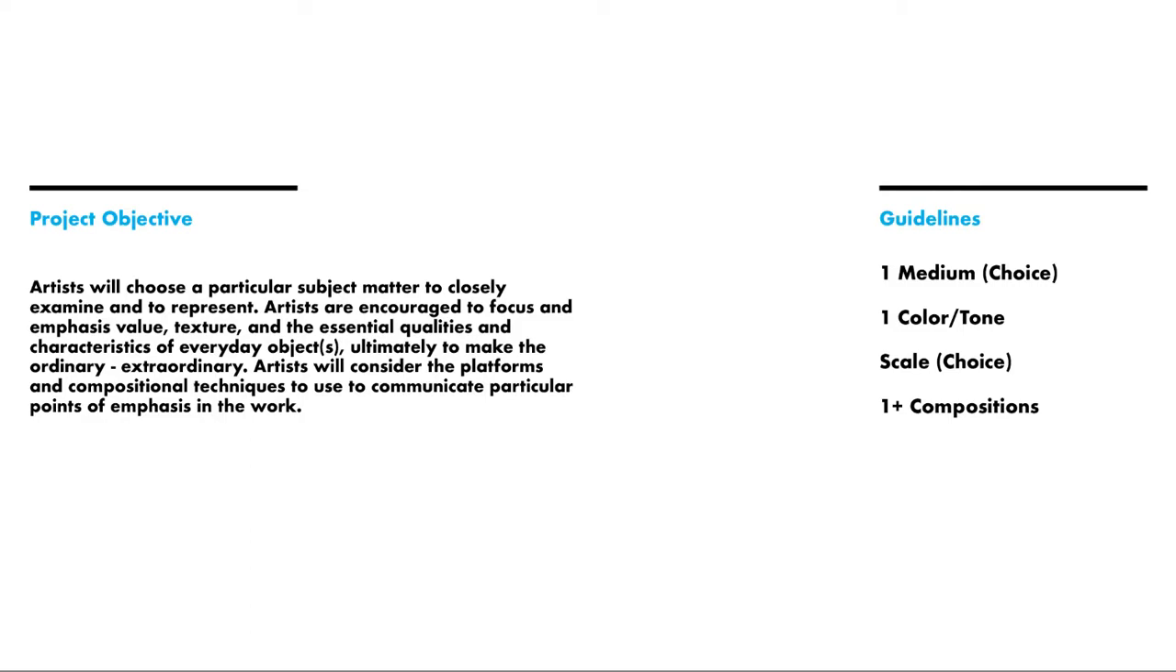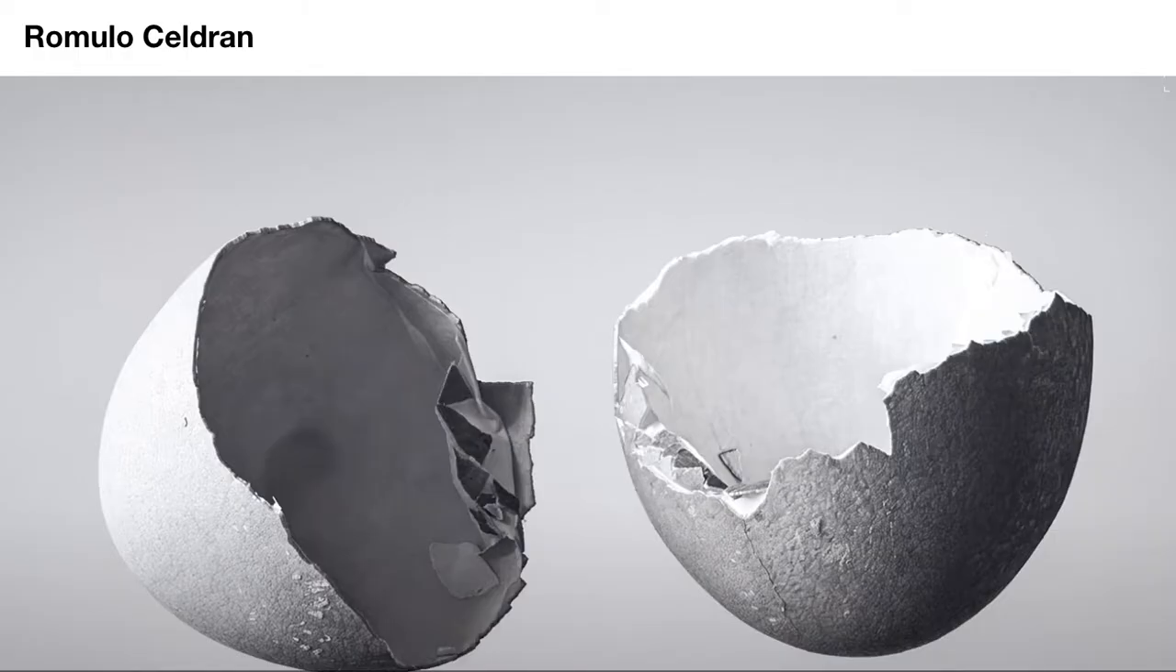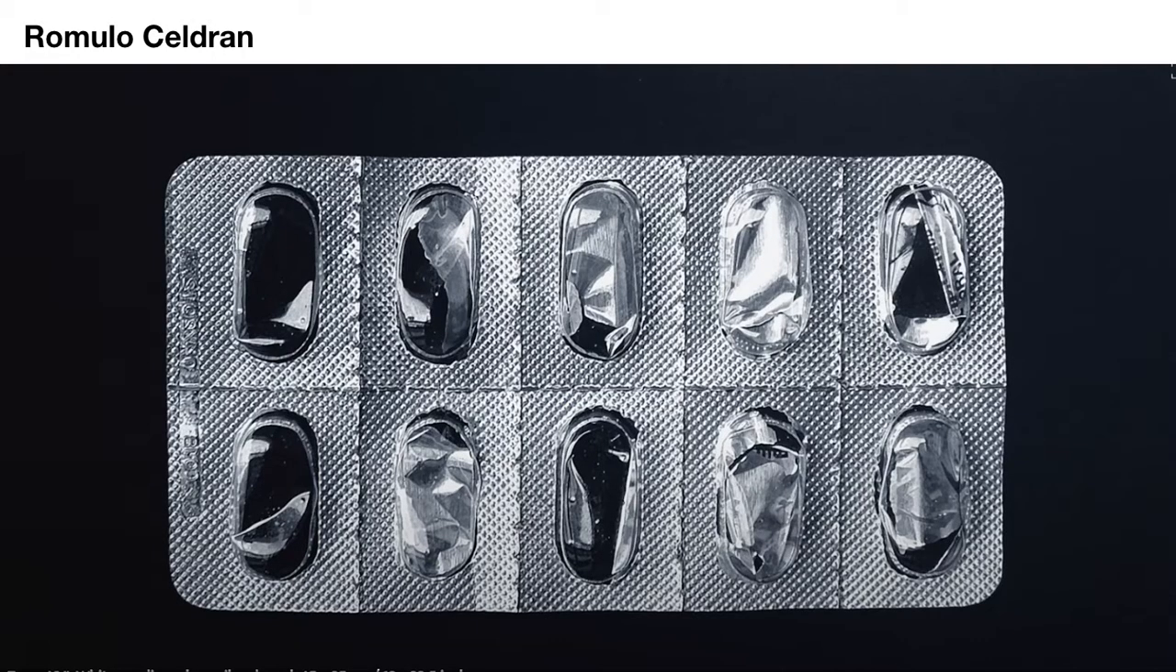So you'll be representing these through drawing and or painting. You'll kind of choose your medium and your platforms. But to give you some examples, the main artist that we're using is Romulo Celdran. He's a Spanish artist that works with scale and playing with scale and perception. And so these are all drawings or multimedia pieces, drawings and paintings.